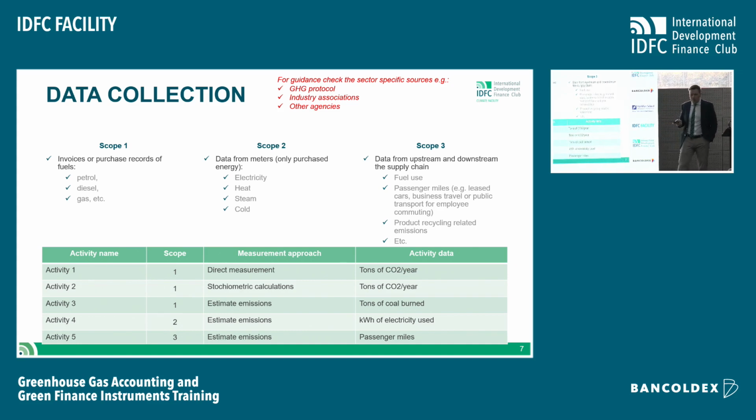I will be talking about the measurement approach in a second. And then you provide the activity data. At the end of the day, of course, it needs to be provided in tons of CO2 equivalent per year. And this way you build an inventory. From this inventory, you can create a report sorted by scope, so sorted by different types of activities and so on.